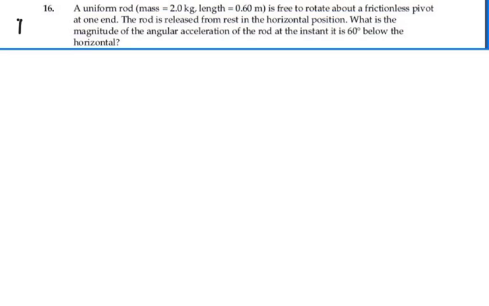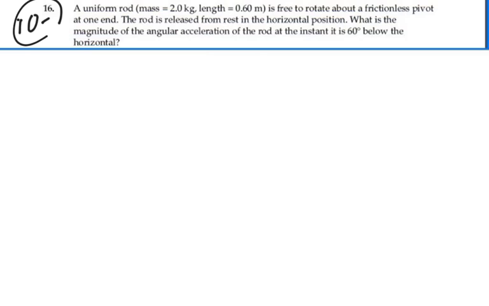Here's problem 1016. A uniform rod, mass 2 kilograms, length 0.6 meters, is free to rotate by a frictionless pivot at one end. The rod is released from rest in the horizontal position. What is the magnitude of the angular acceleration of the rod at the instant it is 60 degrees below the horizontal? So let's imagine what this looks like.